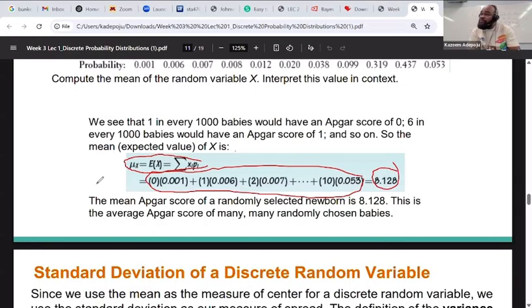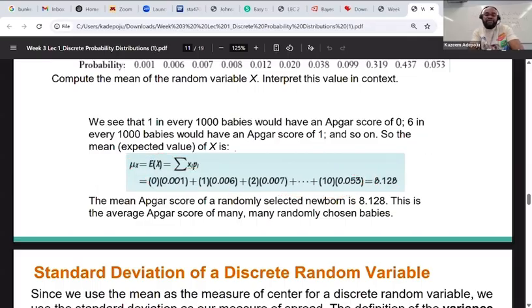Now, when you add them up, the figure we have doesn't make sense until we interpret it. We want to interpret this figure right now. The mean Apgar score of a randomly selected newborn is 8.128. So which is the average? When you choose many babies that were born randomly, that is going to be the average Apgar score. Any question about this? About how we find the mean?